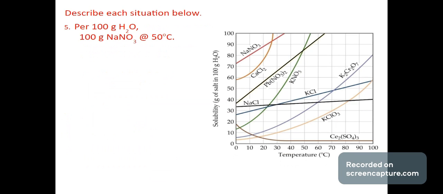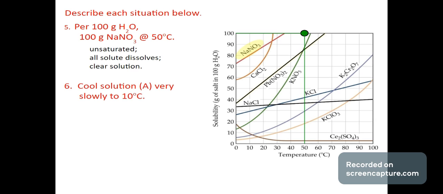All right, let's describe what's going on here. It's a little bit tricky. 100 grams of NaNO3 at 50 degrees in water. This line right here is still on the graph, and so is this line here. This point is technically beneath the line. It's not above it. We don't know it's above it because it's off the grid. In this situation here, this point is considered beneath it. So it's unsaturated. It all dissolves, clear solution.